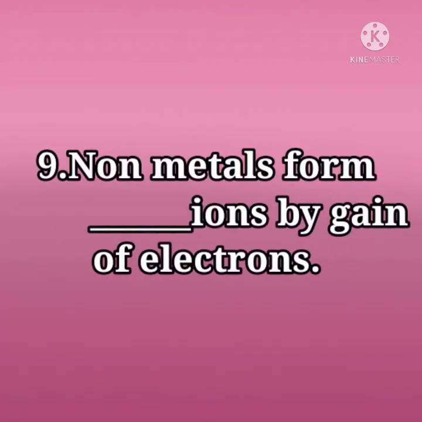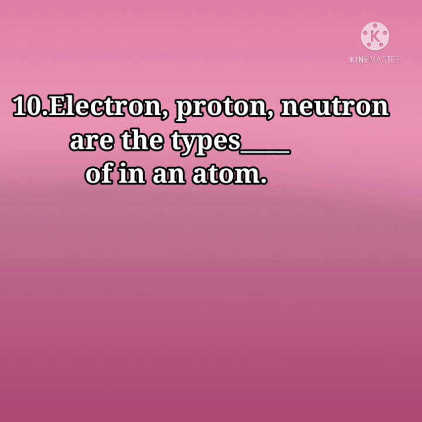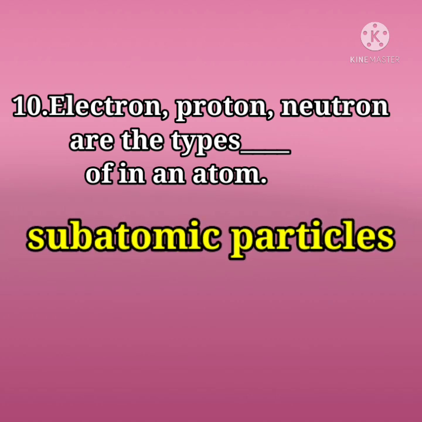Next, non-metal forms dash ions by gain of electrons. Non-metal forms negative ion which is called an anion. Number 10. Electron, proton, neutron are the types of dash in an atom. So electron, proton, neutron are the types of subatomic particles in an atom.